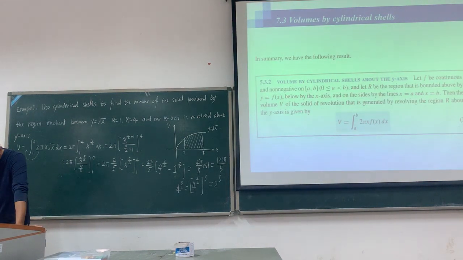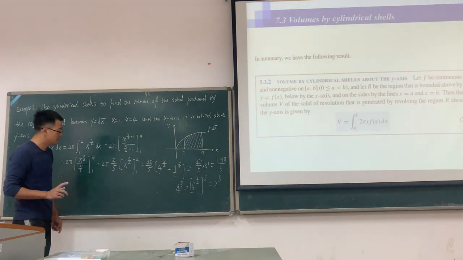So this is the first one. Now let's see page 351. Here we do an exercise. Number 1: y equal to x squared from 1 to 2, revolving about the y-axis.